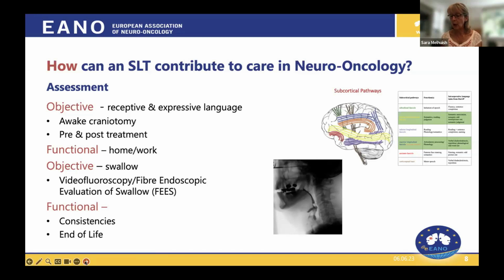Functional assessment in home and work environments is used to help identify functional goals with the patient. And although swallowing difficulties are not so prevalent in this population, objective assessments such as video fluoroscopy or FEES are still really useful with the right patients. However, functional assessment is often more widely used, especially at the end of life phase when swallowing difficulties often develop.